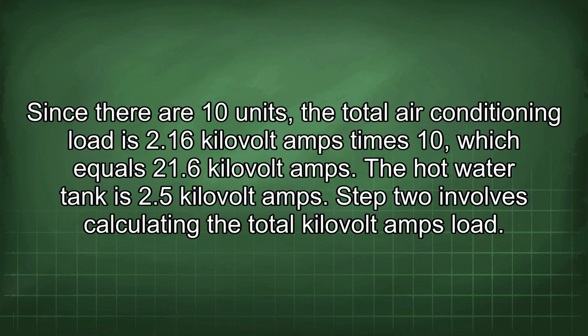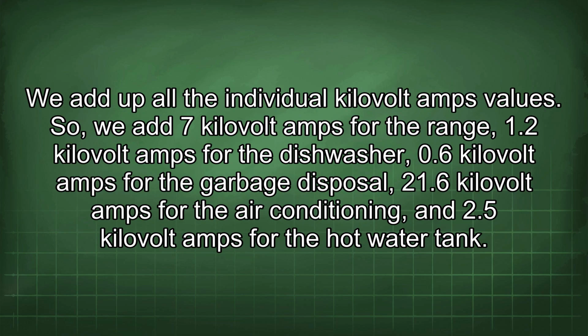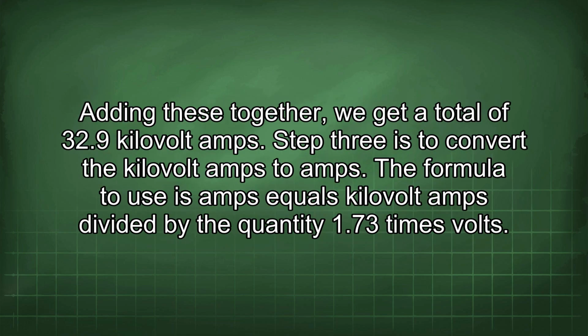Step 2 involves calculating the total kilovolt amps load. We add up all the individual kilovolt amps values. So, we add 7 kilovolt amps for the range, 1.2 kilovolt amps for the dishwasher, 0.6 kilovolt amps for the garbage disposal, 21.6 kilovolt amps for the air conditioning, and 2.5 kilovolt amps for the hot water tank. Adding these together, we get a total of 32.9 kilovolt amps.